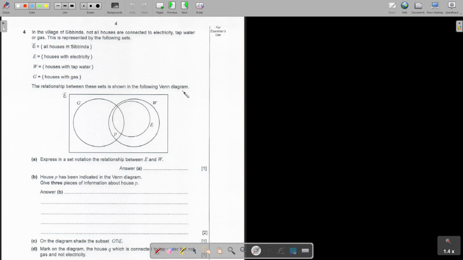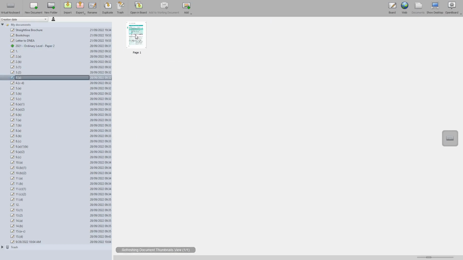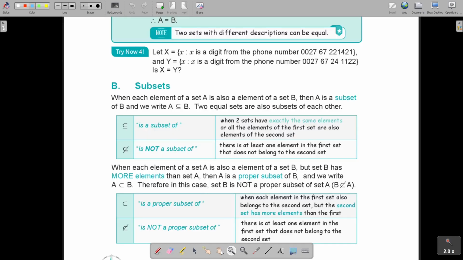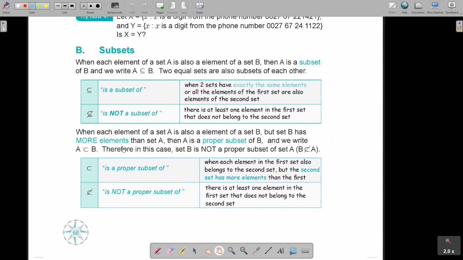Now, just take note that E is inside W. Did you take note? So let's just go. It's a subset, proper subset. But let's just go and show you where it is in the textbook. So in the textbook, I'm on page 68. Okay, and here I'm at subsets.